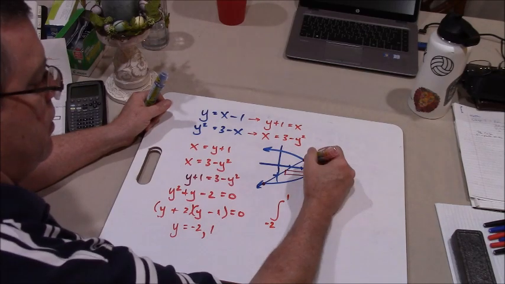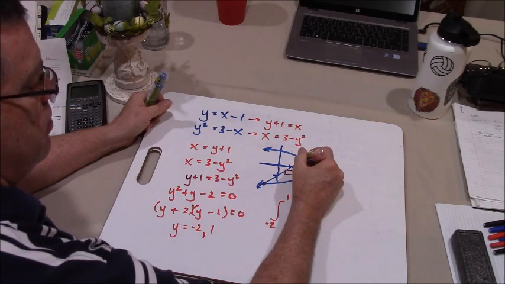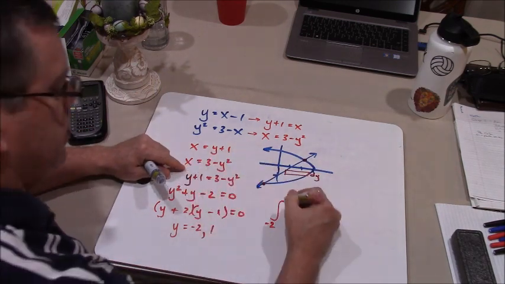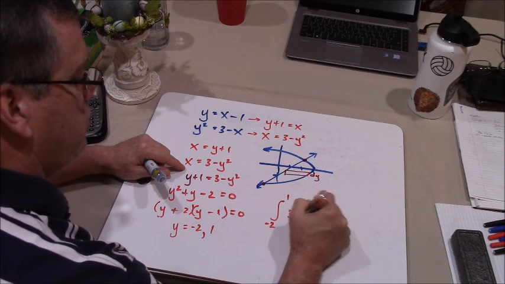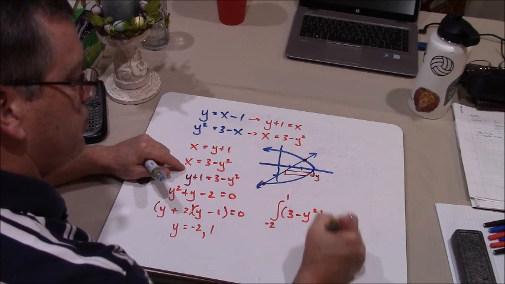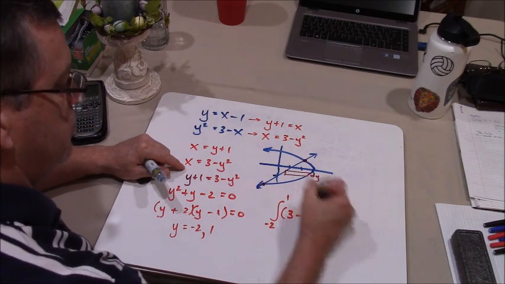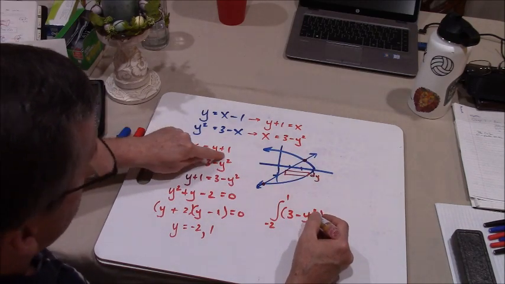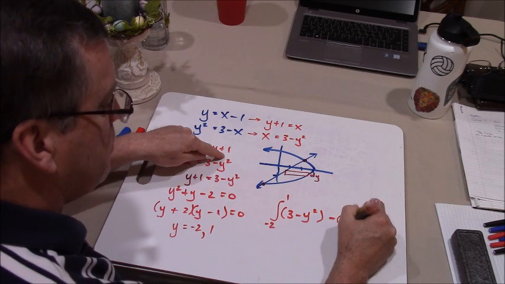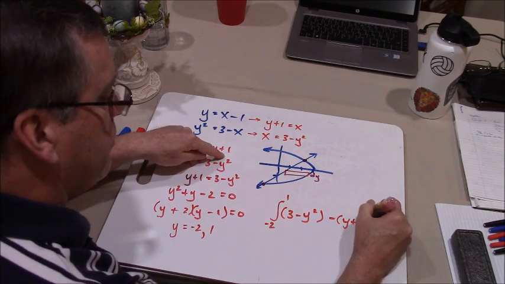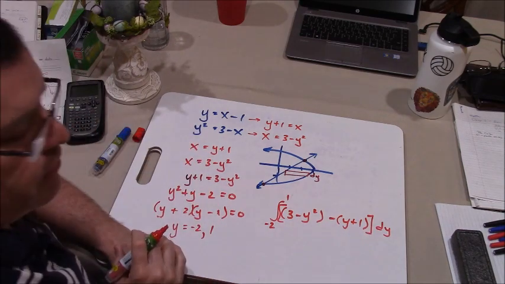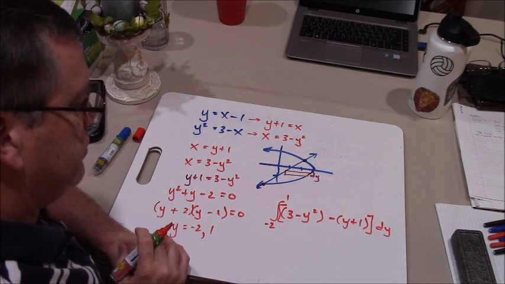And now I need to think top curve minus bottom curve. Well, the top curve is going to be the parabola. So that's 3 minus y squared minus the bottom curve, which is the line. I got to keep everything in terms of y. So y plus 1. And then dy. There's the integral I want to solve.